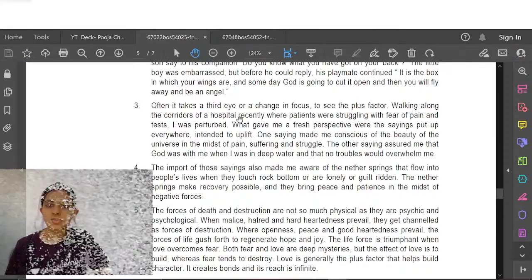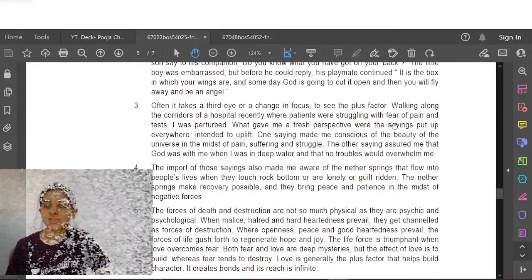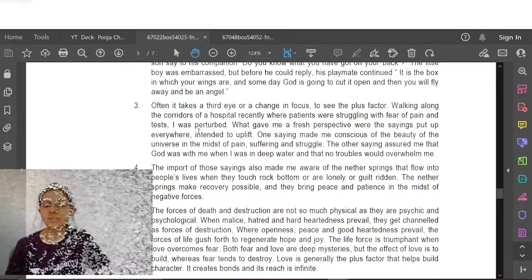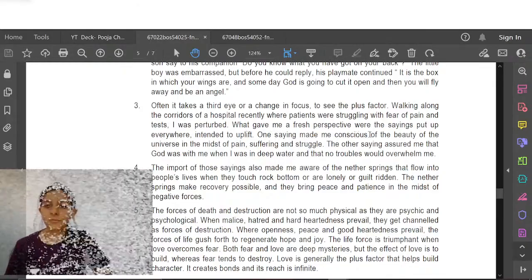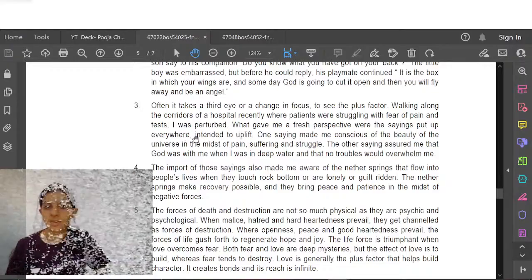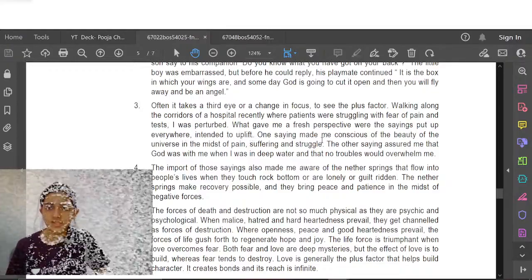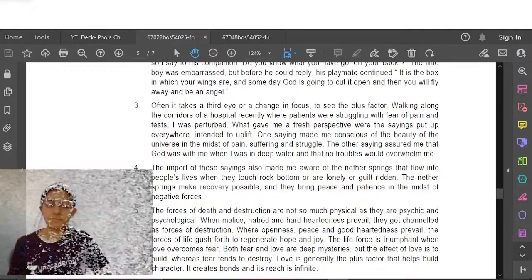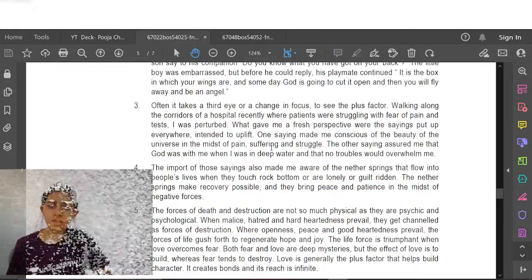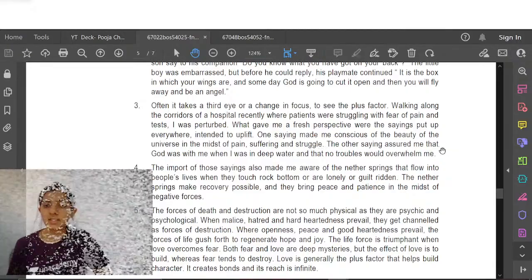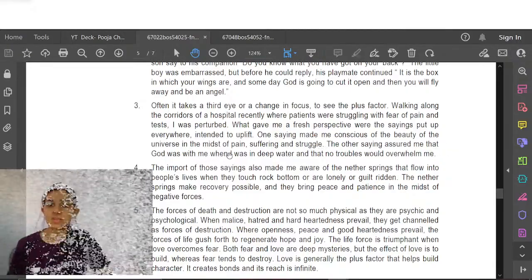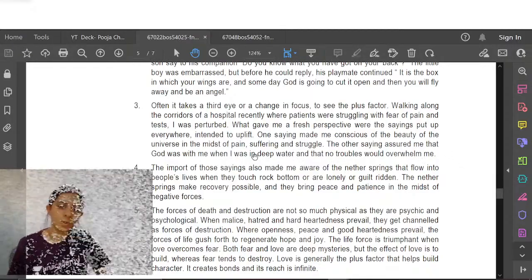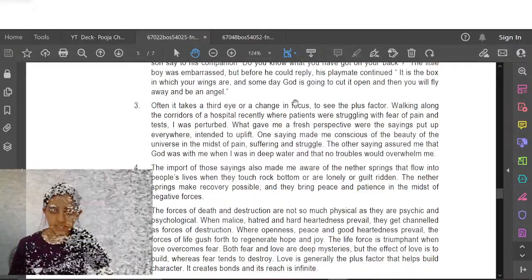Walking along the corridors of hospital recently where the patients were struggling with fear of pain and test, I was perturbed. Perturbed means disturbed. What gave me a fresh perspective were the sayings put up everywhere intended to uplift. One saying made me conscious of the beauty of the universe amid the pain, struggles and suffering. The other saying assured me that God was with me when I was in deep water and that no troubles would overwhelm me.